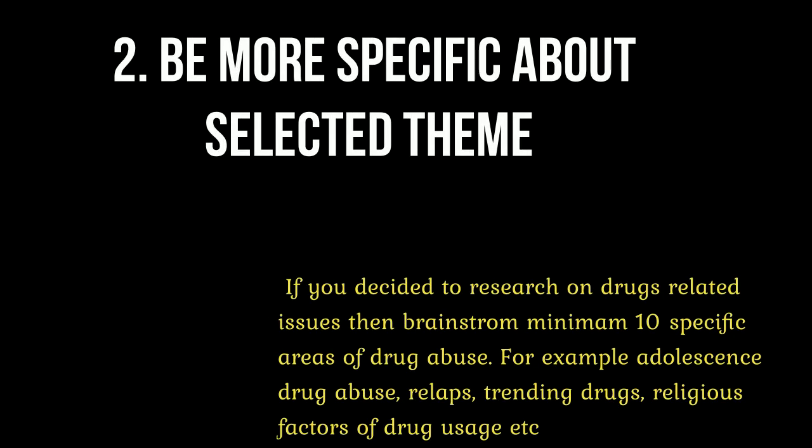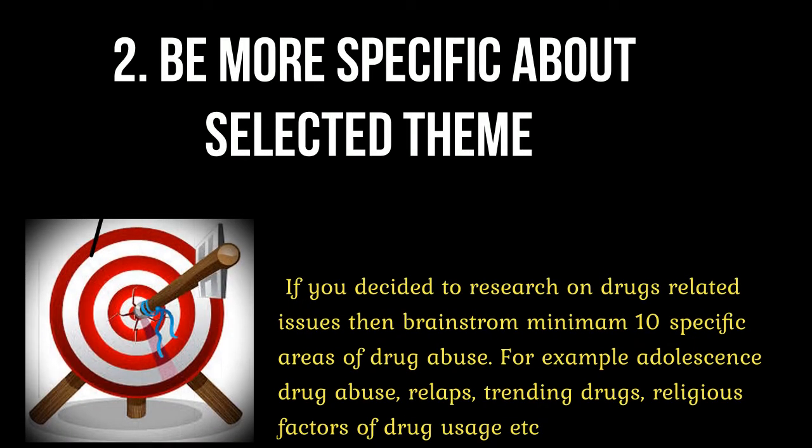Number two, be more specific about selected theme. If you decided to research on drugs related issues, then brainstorm minimum 10 specific areas of drug abuse. For example, adolescence drug abuse, relapse, trending drugs, religious factors of drug usage, etc.